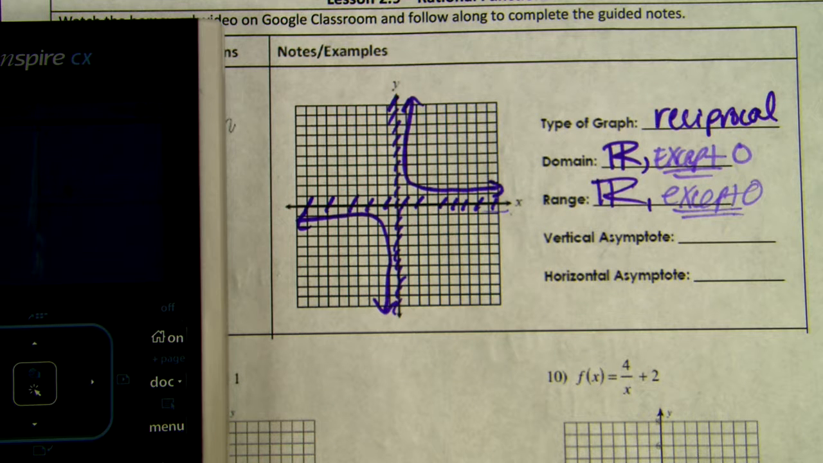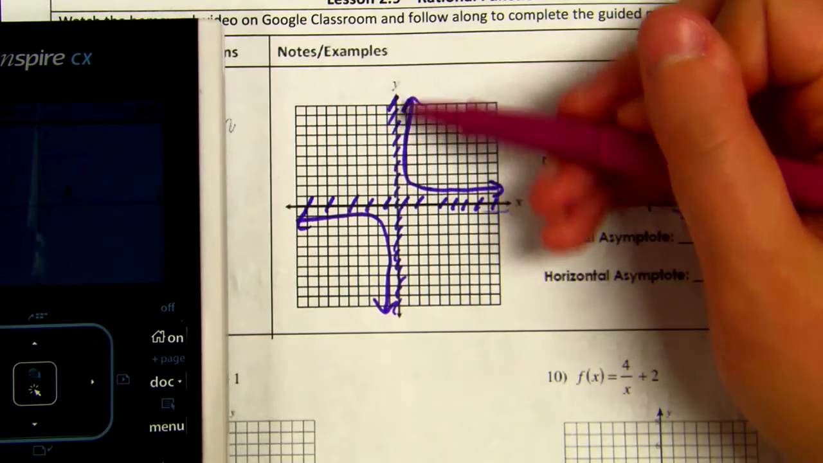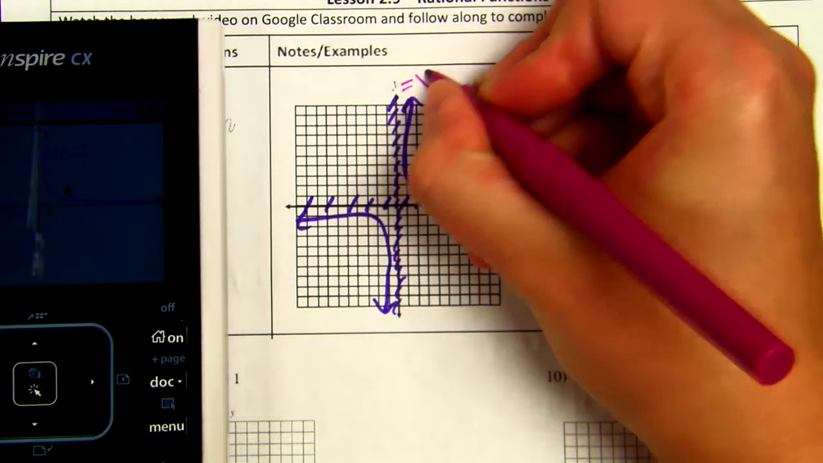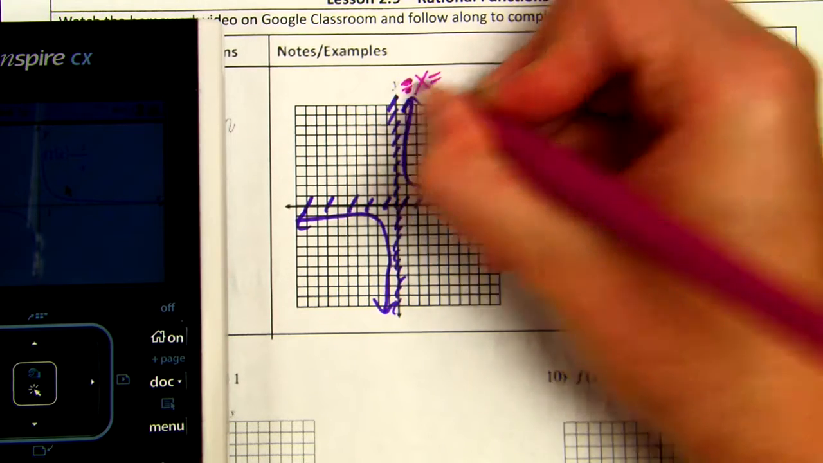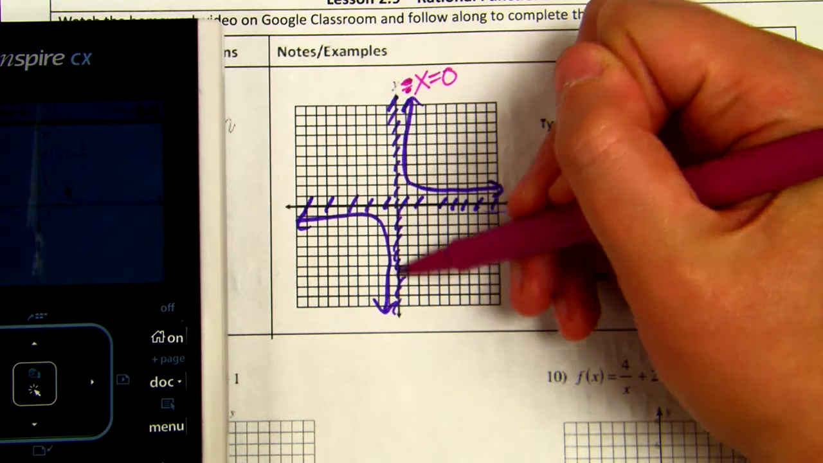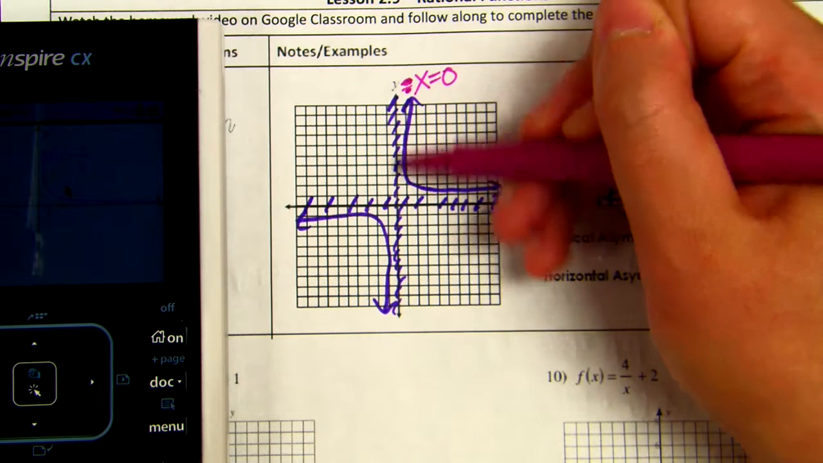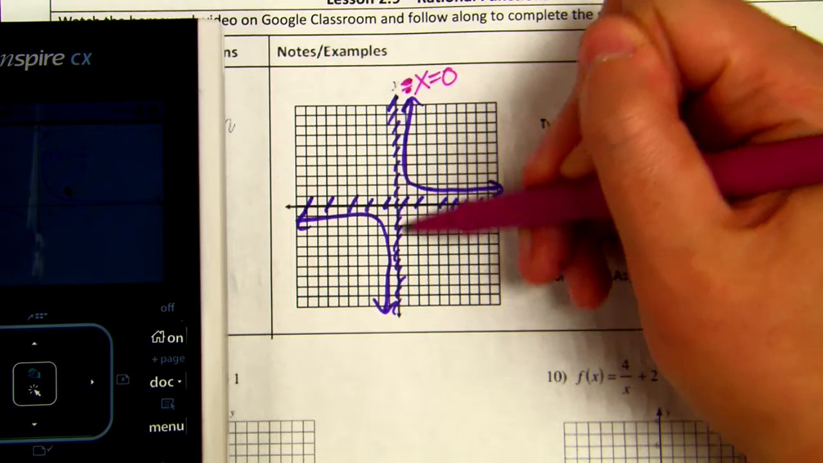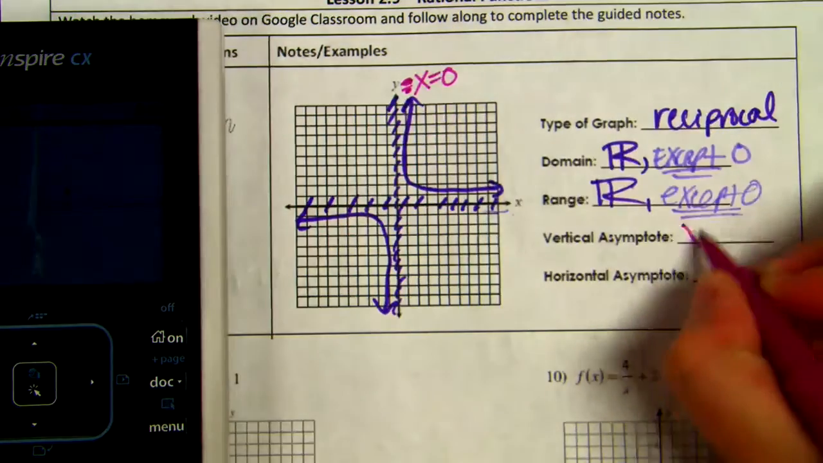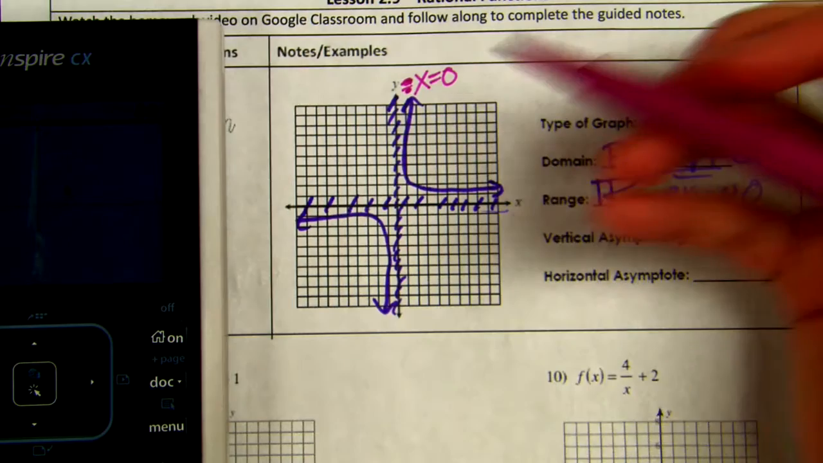Good, so looking at our vertical asymptote, this confuses me a fair bit, but I'll do my best to explain. Our vertical asymptote is going to be the vertical line, so in this case, our y-axis. And remember that our y-axis is the line x equals 0. Because on this point, y could be any number of different things, but our x value is always going to be 0. So our vertical asymptote is the line x equals 0.